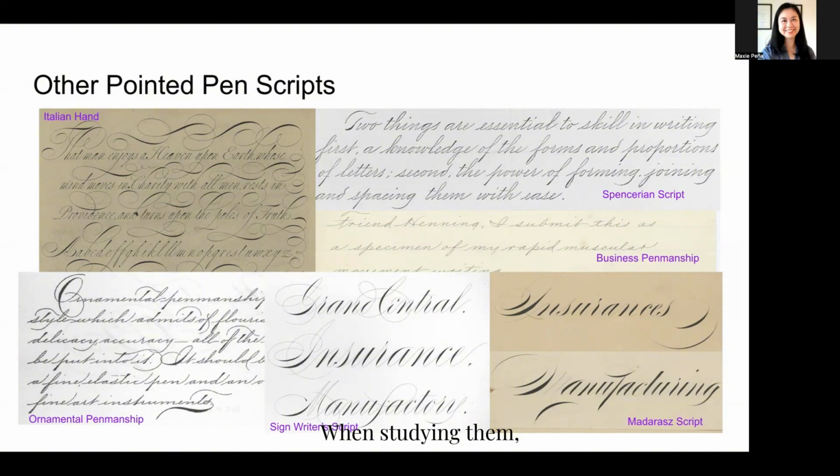When studying them, I would pay attention to where the shades are. Are they on every downstroke? Where are they located? How thick are the shades? What kind of oval do your letters follow? What kind of turns do you do? Are they more on the rounder side or on the angular side?